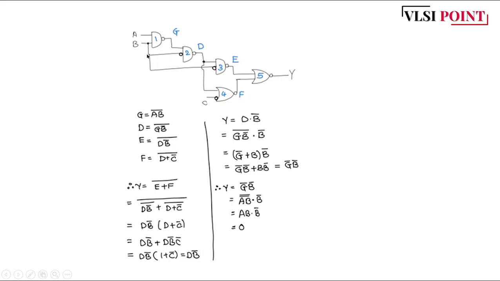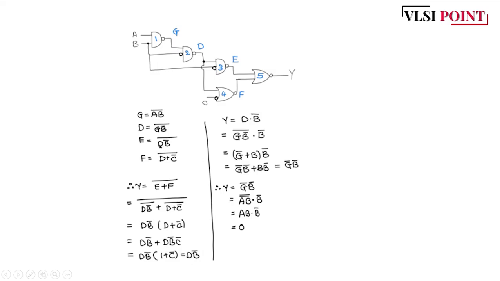G is nothing but NAND of AB. It is AB bar. D is nothing but G B bar whole bar. Okay. E is nothing but D B bar whole bar. F is nothing but D plus C bar. We know what Y is. Y is nothing but NOR of two inputs. Which are they? E and F. So Y is nothing but E plus F whole bar.